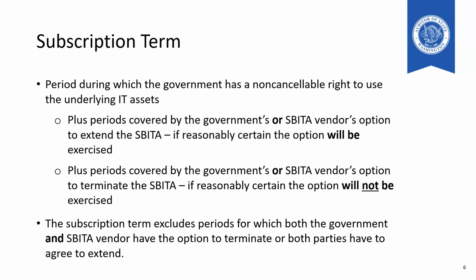You'll have to consider the facts and circumstances at your own government. For example, is the software really critical to your operations? If so, maybe you'll exercise that extension option. Or are you actively searching for a new software to replace the current one? If so, you might not exercise any extension options. Well, this analysis is unique to each government because each of you has unique circumstances.